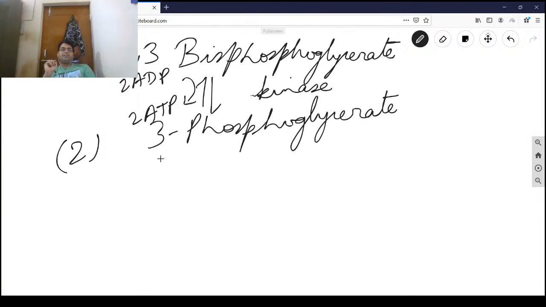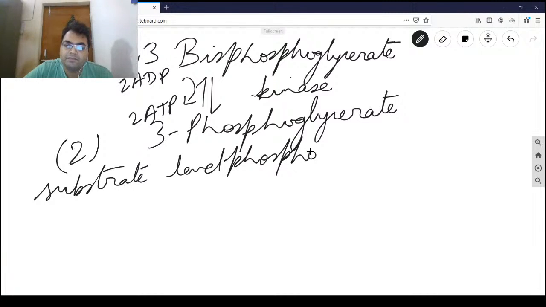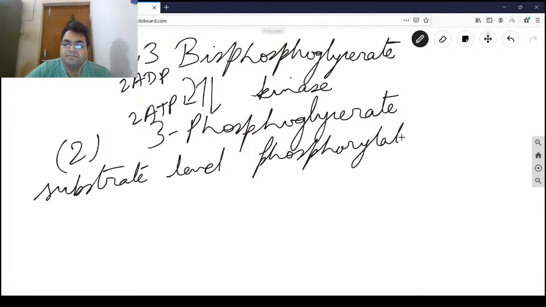But this phosphorylation is completely different. This ATP generation, just listen to this very carefully. Why is it known as substrate level phosphorylation? Substrate level phosphorylation. What is substrate level phosphorylation? Substrate level phosphorylation means there are 2 phosphorylating pathways here, or phosphorylation related pathways.